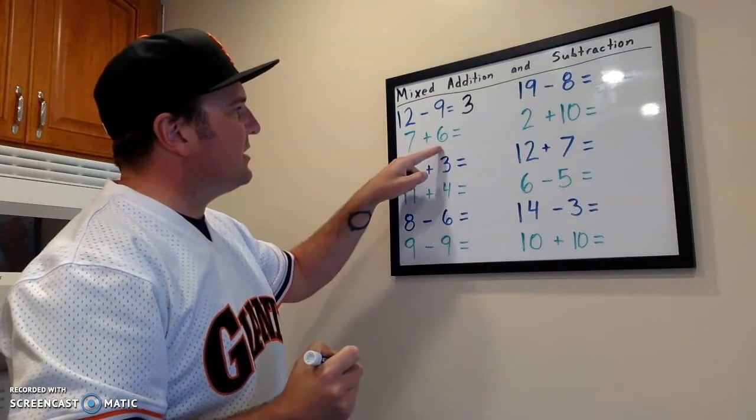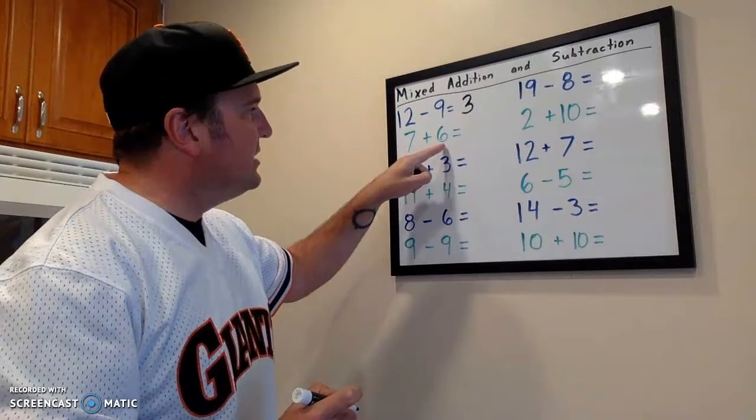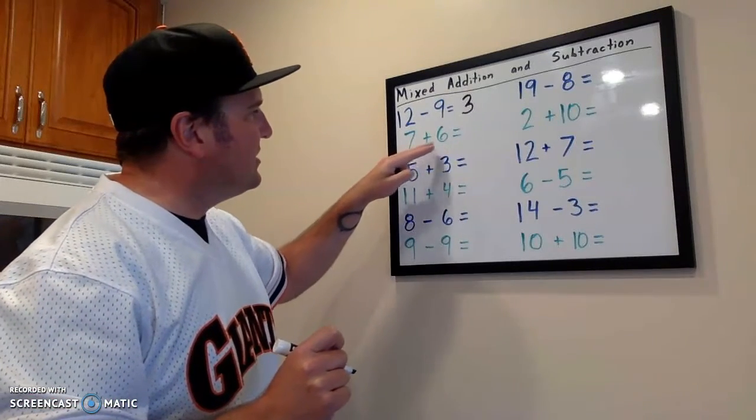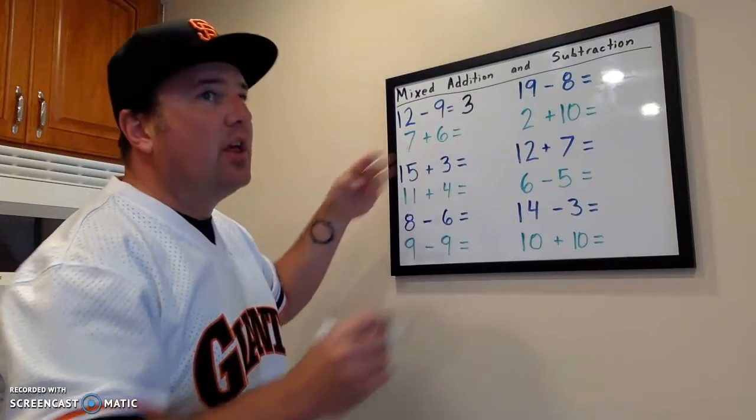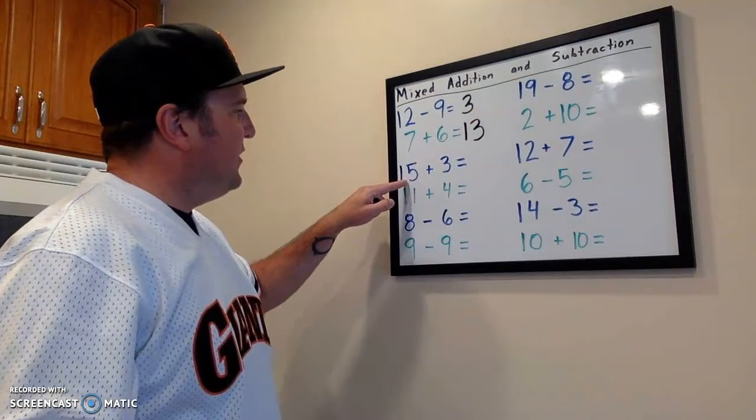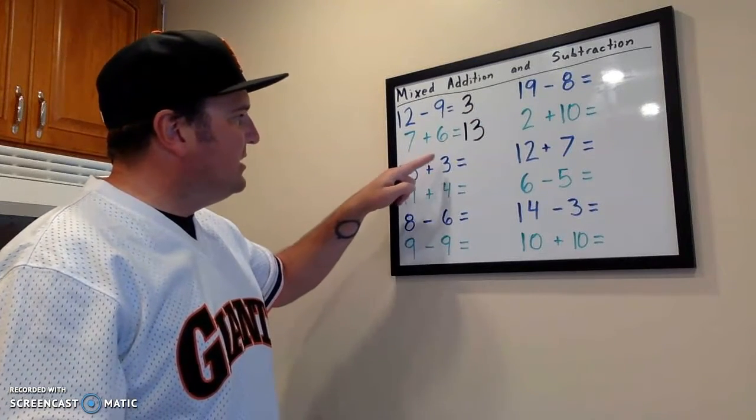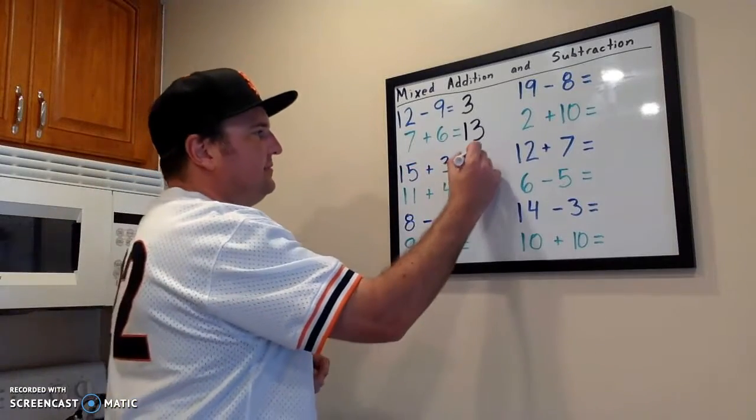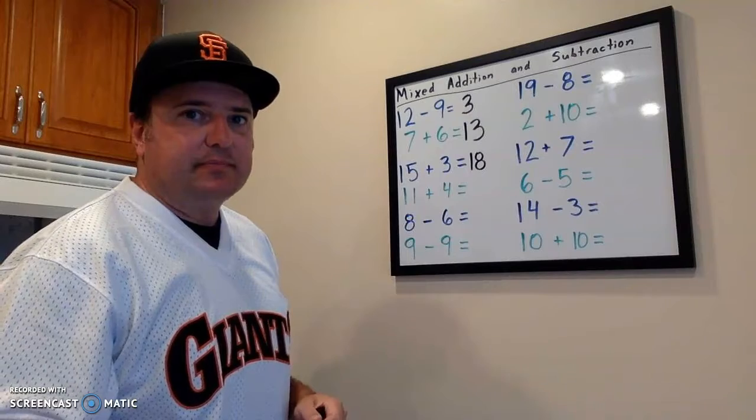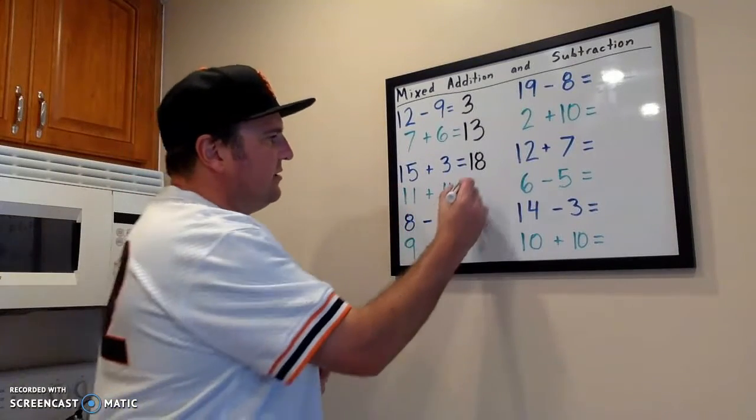7 plus 6. Wait a second, I know that 7 plus 7 is 14. 6 is 1 less than 7. So it wouldn't be 7 plus 7. 7 plus 6 is not 14. 13. 15 plus 3 more. Ooh, I can actually count up 3. 15, 16, 17, 18. 11 plus 4 more. 11, 12, 13, 14, 15.